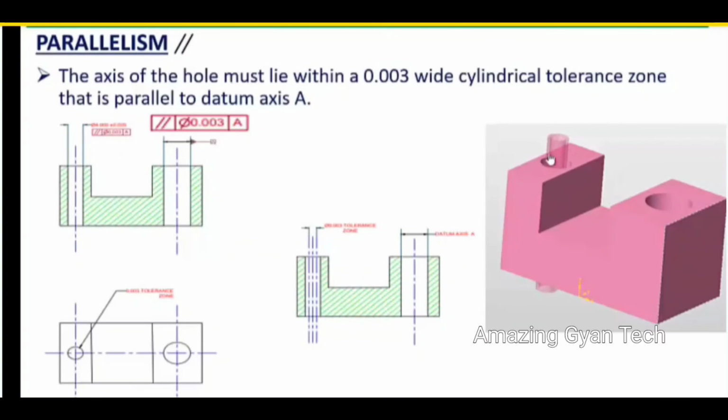This is the feature which we are going to control. With respect to the feature's axis, we have created a cylinder with a diameter of 0.003, and we need to make sure that the whole axis should be within this cylindrical tolerance zone. So your axis can be tilting within this cylindrical tolerance zone of 0.003 only with respect to the datum axis A.